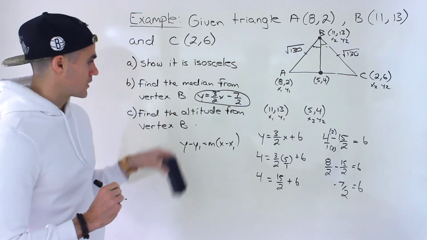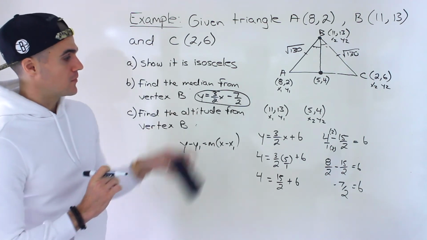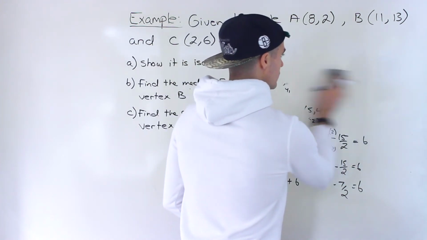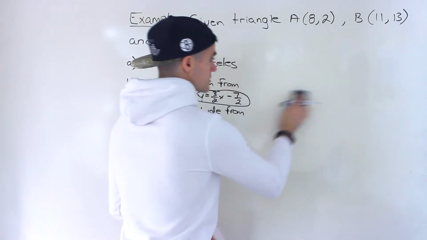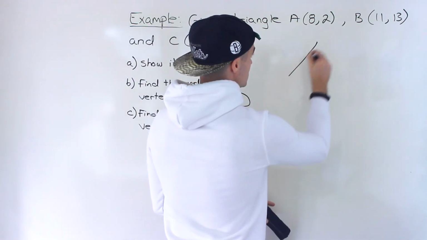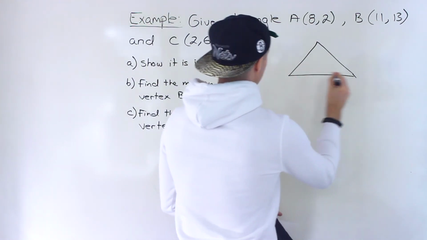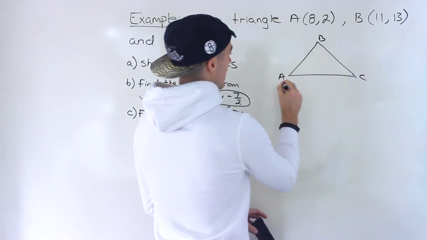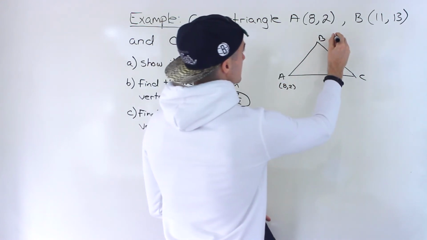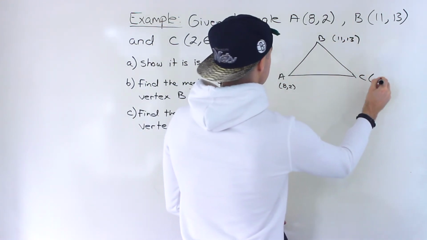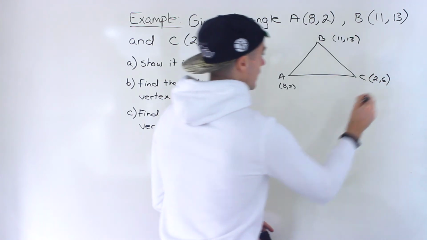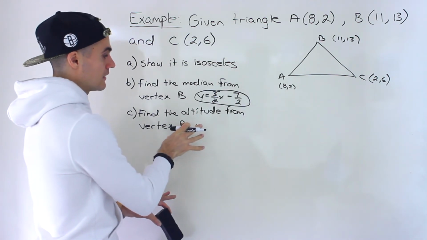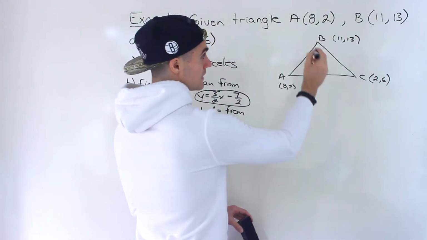And now in part C, what we're going to do is find the altitude from vertex B. And what I'm going to do is just erase all of this because there's lots going on. So let's draw a brand new triangle and label the vertices here. So we'll have A, B, C. A is 8 and 2, B is 11 and 13, and then C is 2 and 6. Right, so let's just pretend that it's a brand new question and we're just finding the altitude from vertex B. Now, what is the altitude?